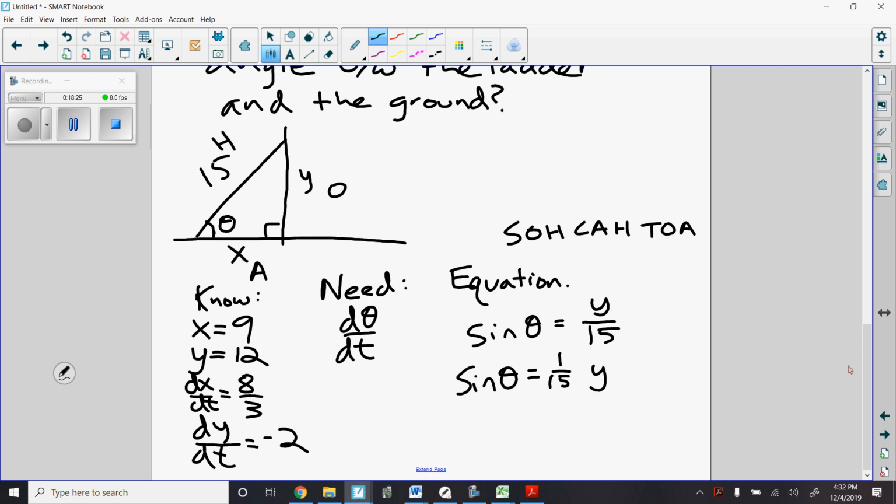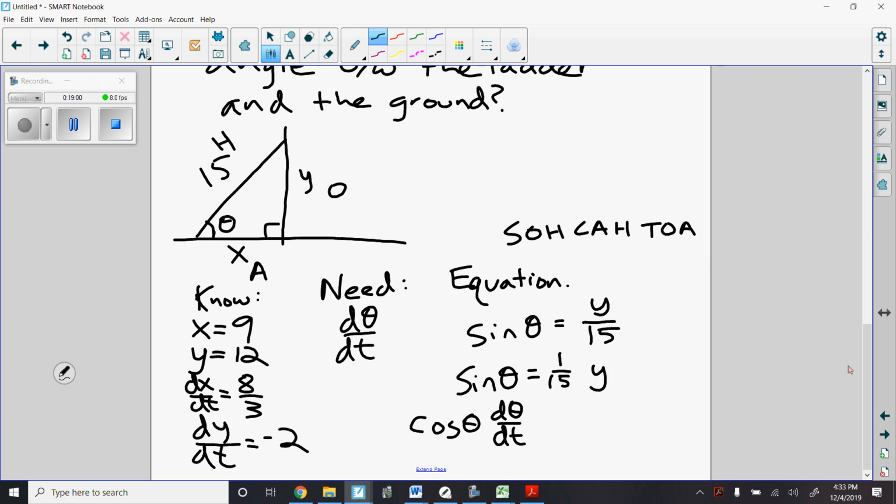Okay, so now I have to do the derivative. What's the derivative of sine theta? Well, we know that. The derivative of sine theta is cos theta. But remember, I have to tack on my d theta dt. Just like I've tacked on dr dt and dv dt and dh dt and dx dt, all those things. Okay? So we know the derivative of sine theta is cos theta. By the way, if you chose cos theta for your equation, then your derivative would end up being negative sine theta. Okay? Just something to remember.